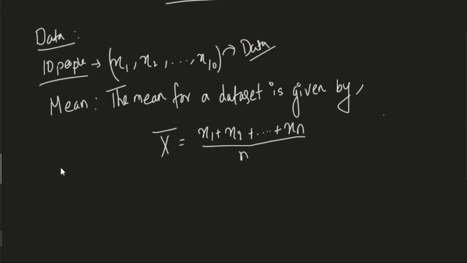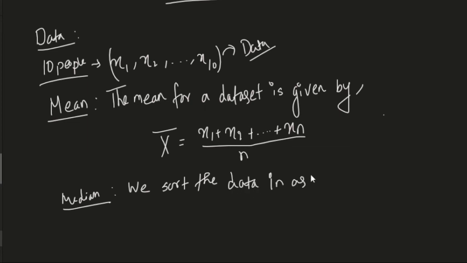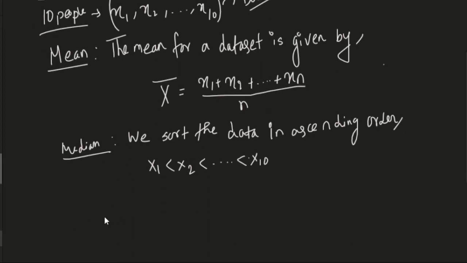Similarly, the median. So if this is the mean, the median is given by the following. After we are done sorting the data in ascending order, what we need to see is the middle points. Since there are an even number of them, there are two middle points, that is x5 and x6, and they contribute to the median m, which is given by the average of these two.